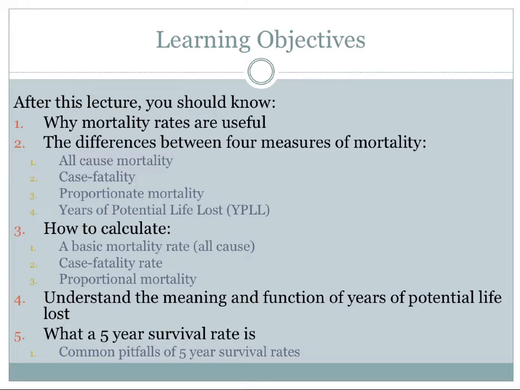So our learning objectives are: why mortality rates are useful, the difference between the four measures of mortality, all-cause mortality, case fatality, proportionate mortality, years of potential life lost, and how to calculate them. I will tell you which ones you will be tested on and which ones you will not, okay? And finally, you need to understand the meaning and function of years of potential life lost, what the 5-year survival rate is all about, and some common pitfalls of the 5-year survival rate. So let's get started.